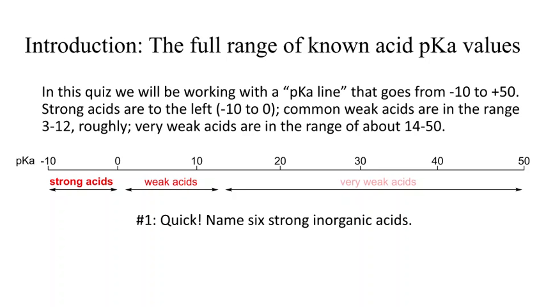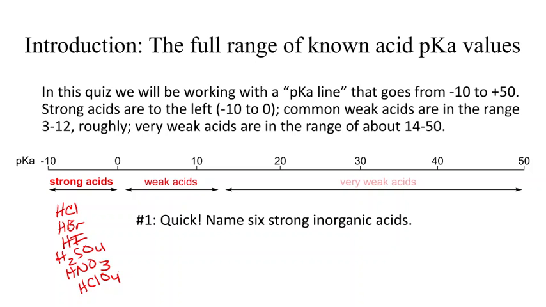Okay, how did you do? Strong acids. What do we got? Name one. Did I hear HCl, HBr, HI, H2SO4, HNO3? What's another one? Common one is HClO4.